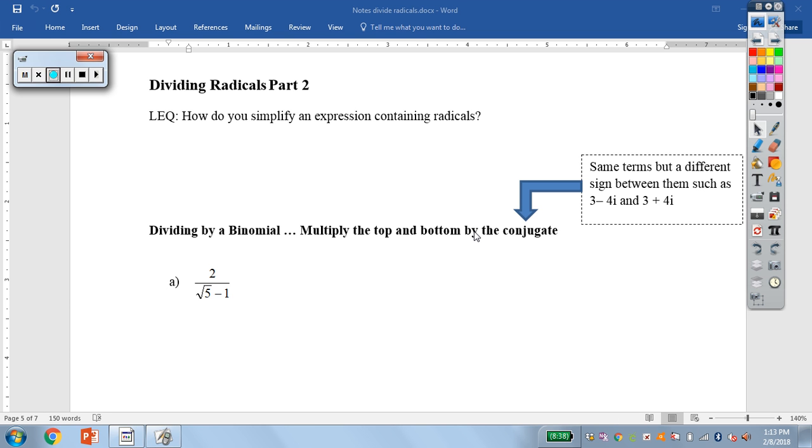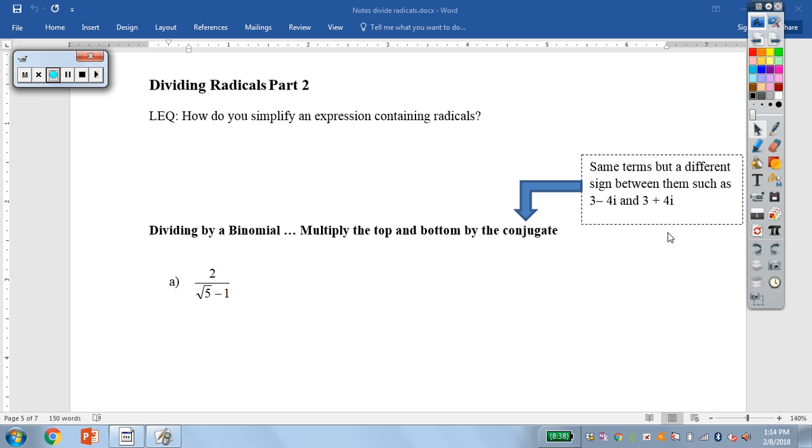Alright, we are going to be looking at dividing radicals that have more than one term in the denominator. Basically, we're going to be dividing by a binomial. We are still going to multiply top and bottom by the exact same thing, but this time we're going to be multiplying by the conjugate. And right here in this box is the definition of conjugate. It is the same terms but a different sign between them.